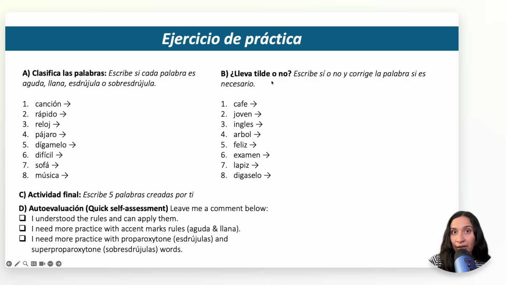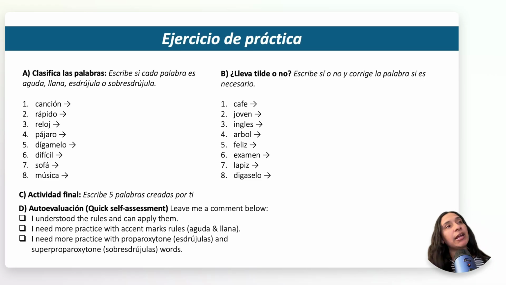In the exercise B, you have lleva tilde o no. Does it have an accent mark or no? You're going to write yes or no, so sí or no, and you're going to correct those words that need an accent mark and don't have one. Then for the exercise C, you have the final activity, which is write 5 words written by you. You can look it up in Google as well, but write them down and check if you use an accent mark, if you use a tilde, or if you don't, and try to pronounce them.